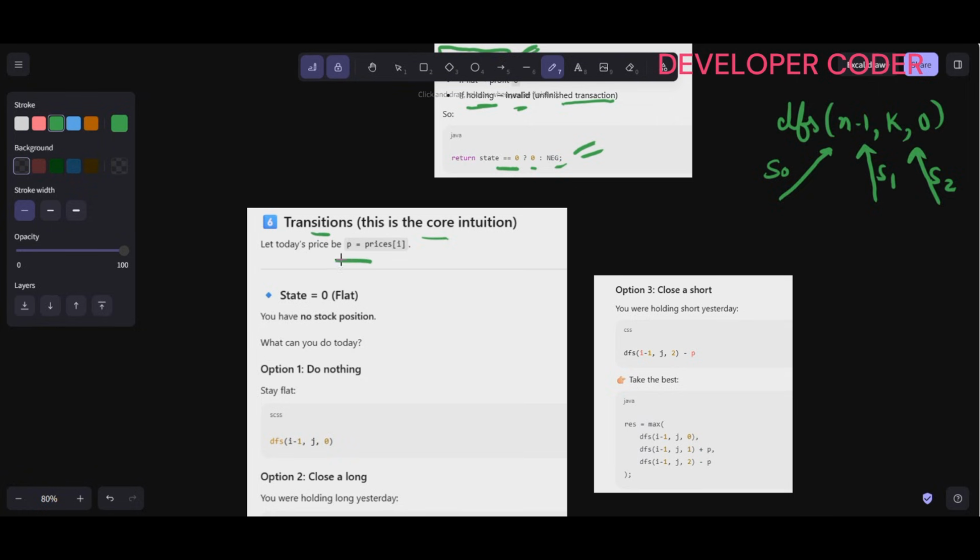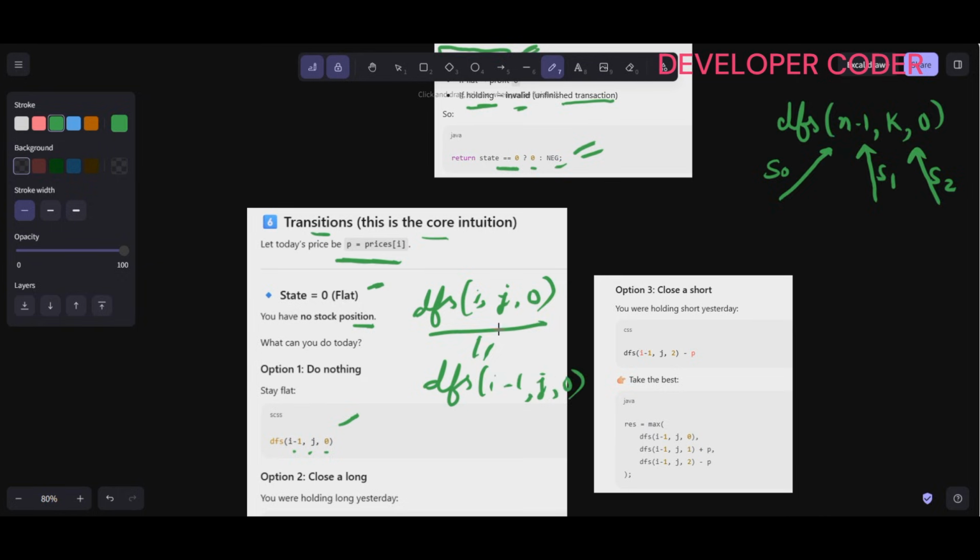So let's say today's price is prices of I. State 0 means flat state, so you have no stock position. What can you do today then? Maybe you do nothing. Whatever the value here, I'm just subtracting 1 from it, and this will remain the same. So let's say today you have I, j and 0. If you stay idle and don't do anything today, this result will be the same as the previous day's result.